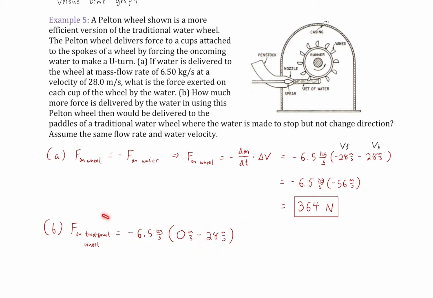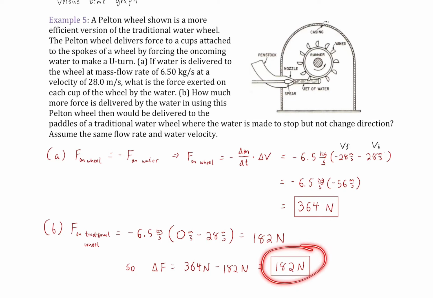Same Newton's third law, so the force on the traditional wheel is just 182. So if you consider the difference, it's 182. You get twice as much force in an ideal Pelton wheel compared to a traditional water wheel where you're just making the water stop. That's pretty cool, right? So if you need to build a water wheel, build it like that. It's a neat illustration of conservation of momentum.